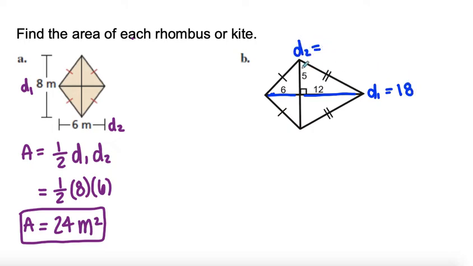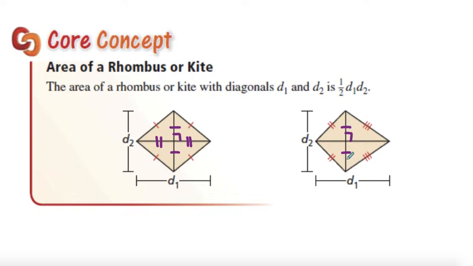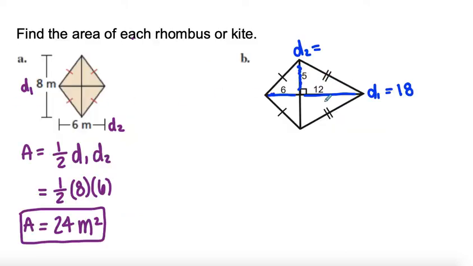Now for d2, it only gives us this length. But if you remember from before, in a kite, these two lengths are congruent to one another, because these two triangles are congruent to one another. So this is also 5. So 5 plus 5 gets me 10.